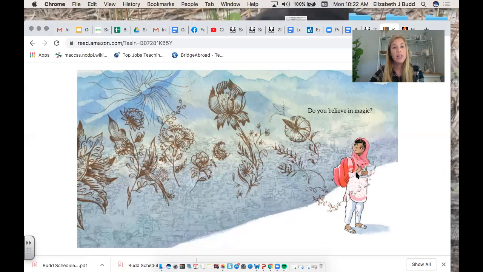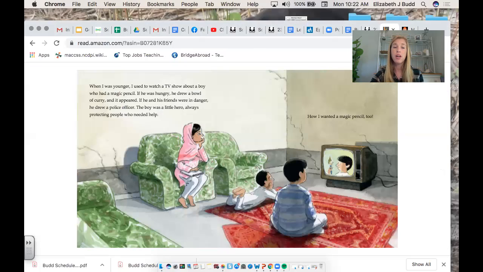Do you believe in magic? When I was younger, I used to watch a TV show about a boy who had a magic pencil. If he was hungry, he drew a bowl of curry and it appeared.